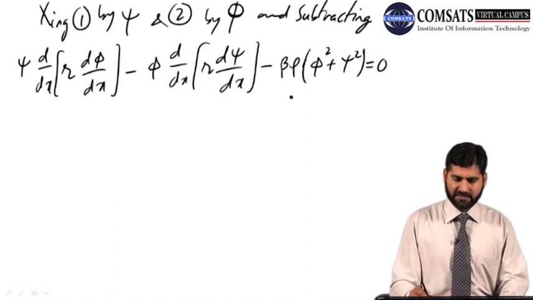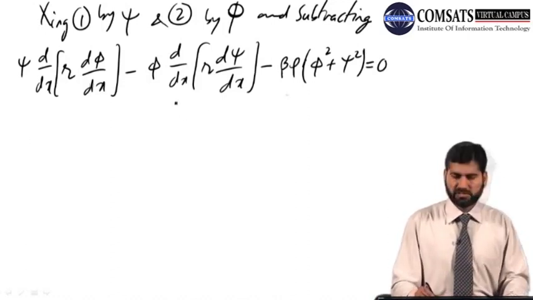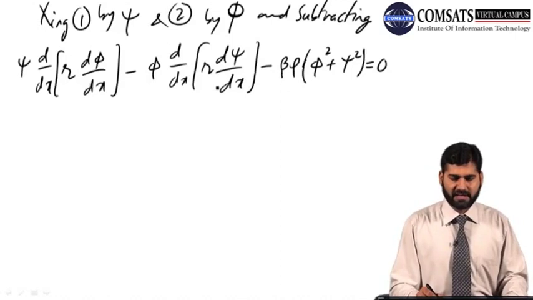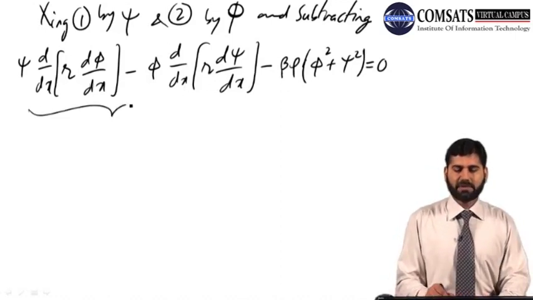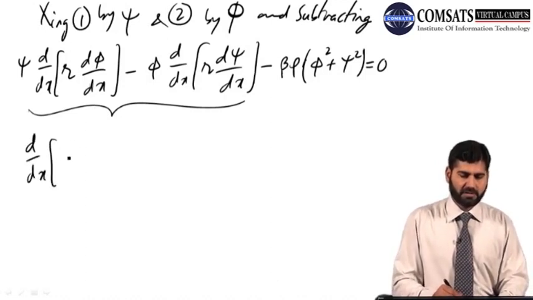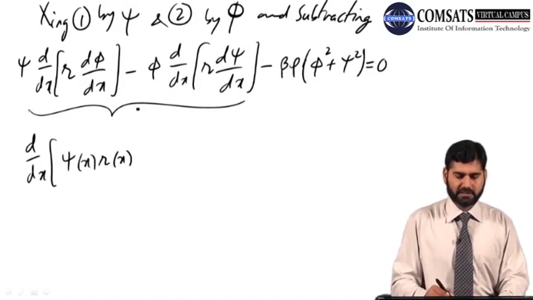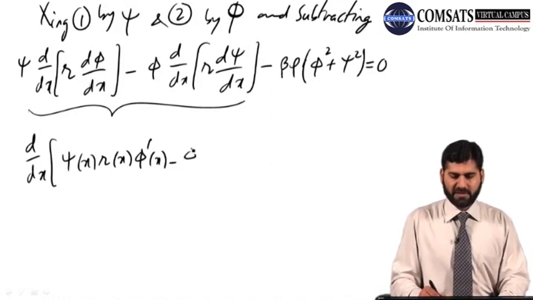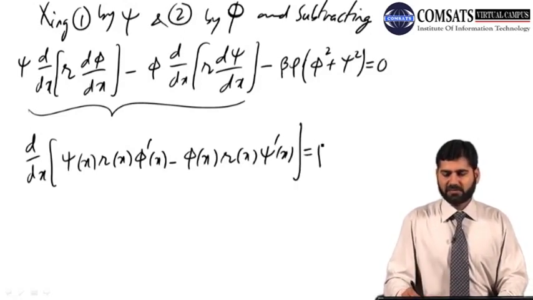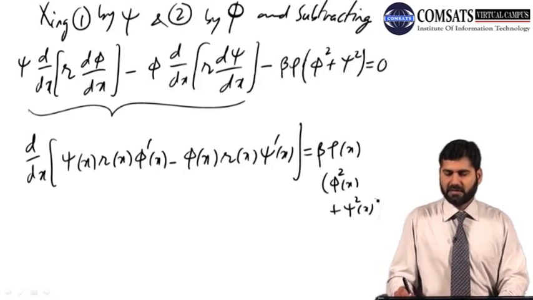So again I can keep this on the left and bring this to the right hand side. So this whole thing will be equal to, if I send this to the right hand side, as we did in the previous proposition, I can write this as d by dx of R(x) times psi(x) phi prime of x minus phi(x) psi prime of x, equal to, I can bring this beta to the right hand side, and this is phi square x plus psi square x. Alright, this is what you got.